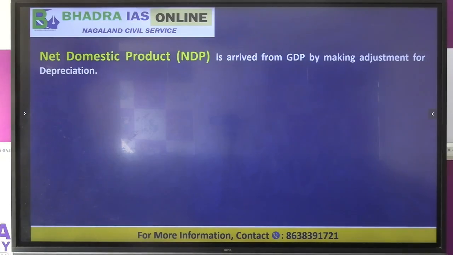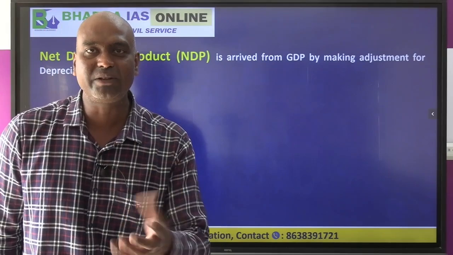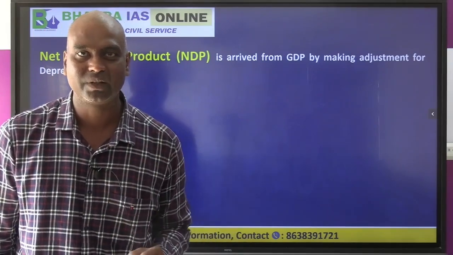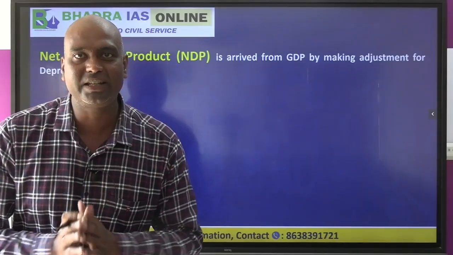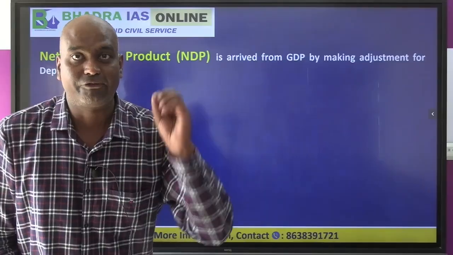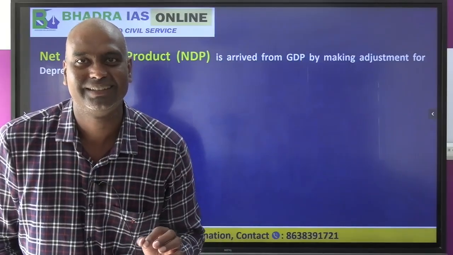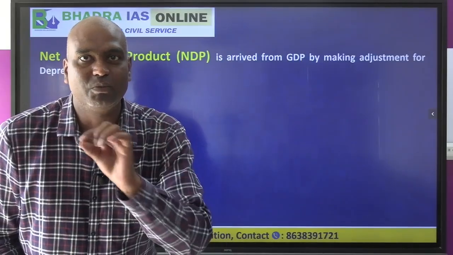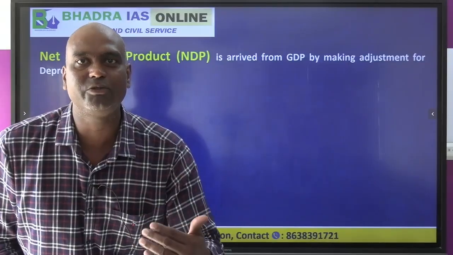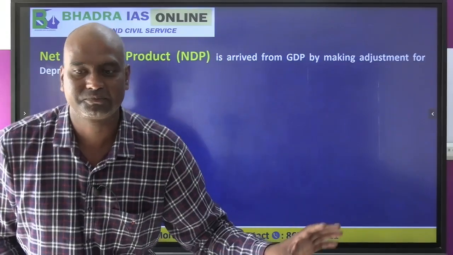Now let's look at concept number two, domestic product, that is the net value. So what do we mean by NDP? And what is the difference between GDP and NDP? GDP, we say, is the gross value of production. And what is NDP? From the gross value you subtract depreciation, and it gives you the net value. That is called NDP, right?